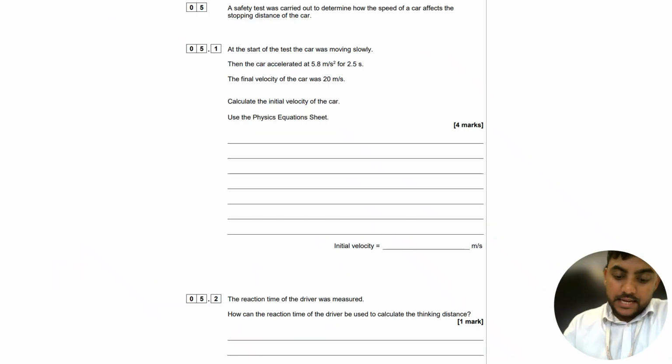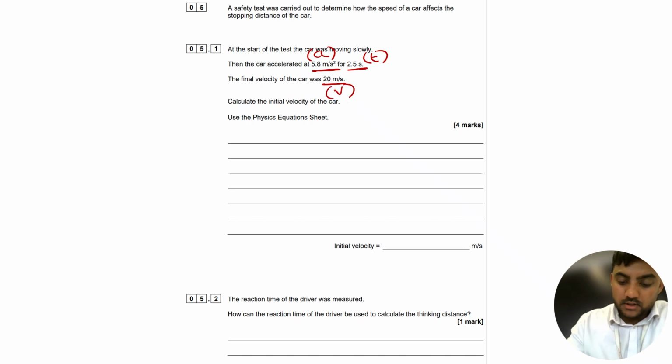So question 5. A safety test was carried out to determine how the speed of the car affects the stopping distance of the car. At the start of the test, the car was moving slowly, then the car accelerated. That's my acceleration, 5.8 meters per second squared, for 2.5 seconds. That's my time taken. The final velocity of the car was 20 meters per second. That's my final velocity. Calculate the initial velocity of the car. We call that u.